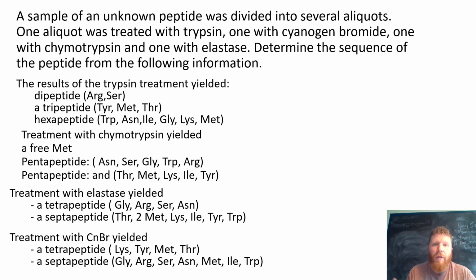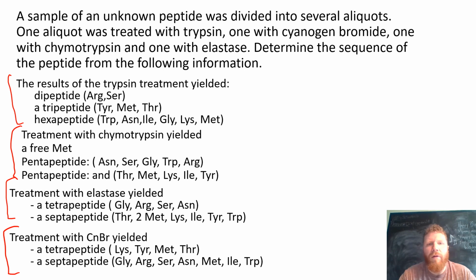Now, in addition to that question, here is our data. So here's our trypsin data, here's our chymotrypsin data, our elastase data, and finally our cyanogen bromide data. Now let's see what we can get done based on what we know. First and foremost, we know that trypsin is going to cut after what type of amino acid? After positively charged residues. So our trypsin data shows a dipeptide, tripeptide, and a hexapeptide.